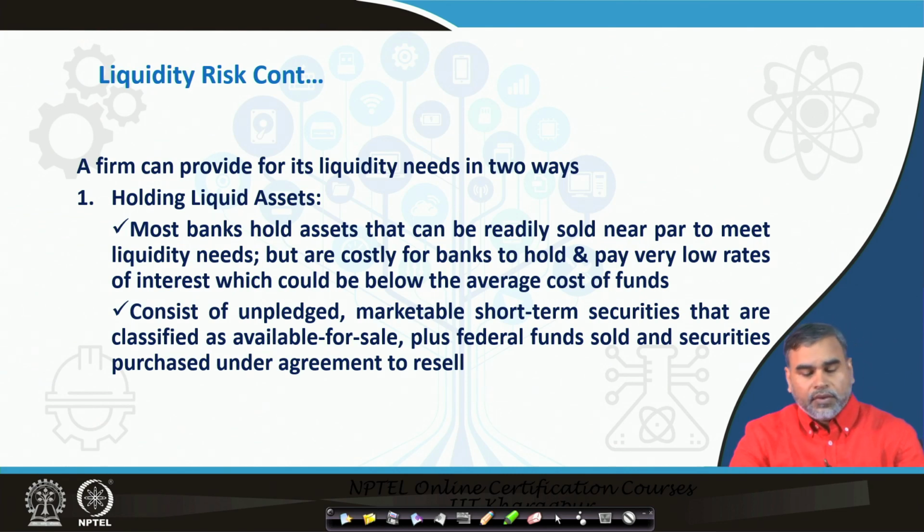And another one is that if the banks are holding more unpledged marketable short-term securities that are classified as available for sale, plus the federal funds sold and the securities purchased under agreements to resell, the repurchase agreements, the repo agreements. If they are also holding these kinds of liquid assets, they can sell those assets in the market in a short span of time and convert them into liquid cash to fulfill the liquidity gap they are facing. So, holding liquid assets is one of the ways through which liquidity risk can be managed.